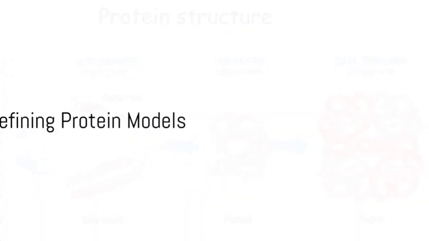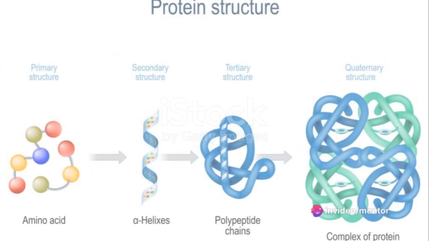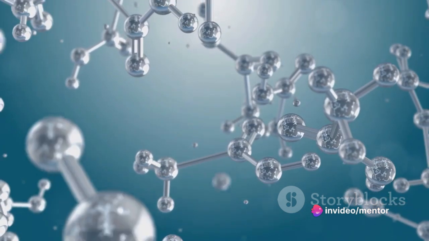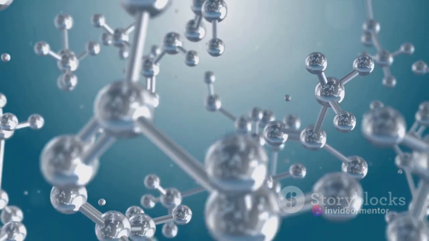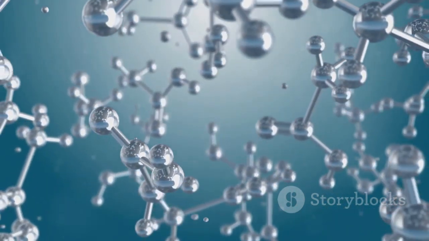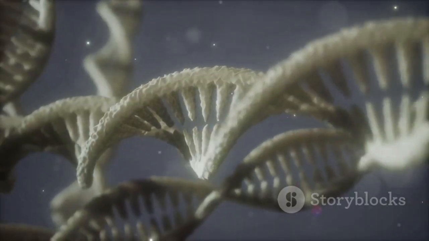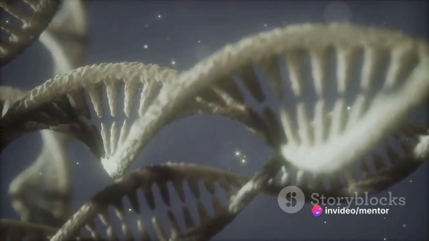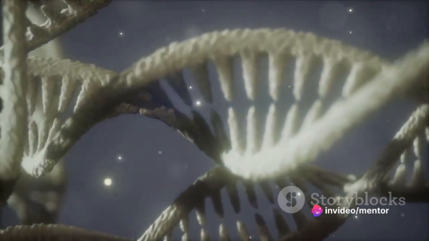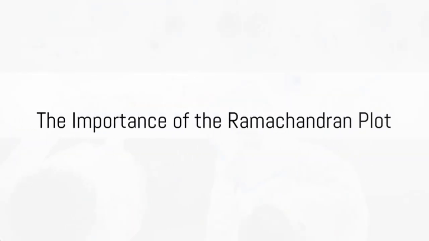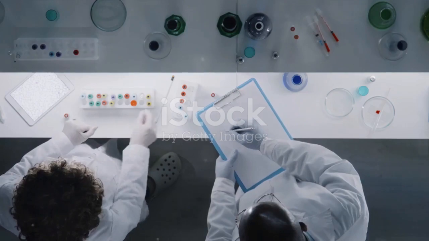Beyond analyzing protein structures, the Ramachandran plot also aids in refining protein models. Researchers use these plots to validate and refine protein structure models generated through techniques like X-ray crystallography or nuclear magnetic resonance. This structural refinement involves adjusting the protein backbone angles to align them with the preferred regions on the Ramachandran plot.